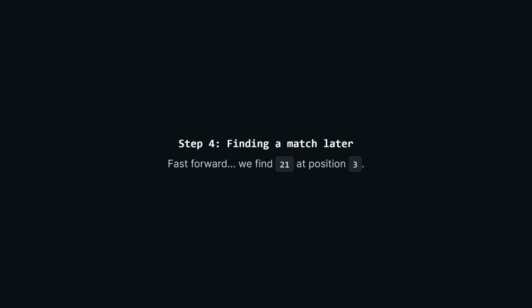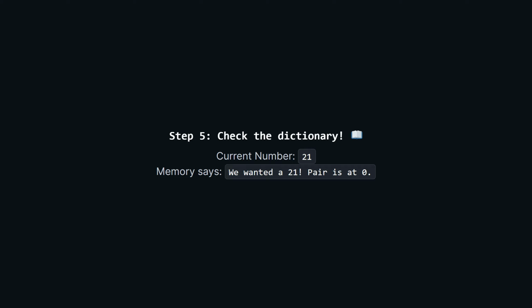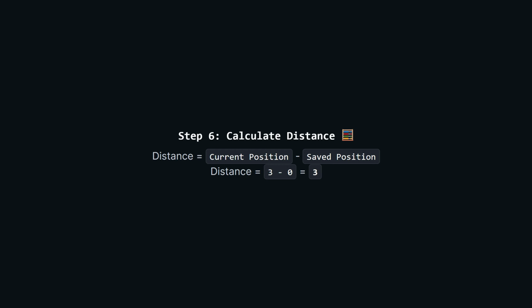Fast forward a bit as we keep reading the list. Let's say we find a 21 at position 3. We immediately check our memory dictionary. We see that we actually wrote down that we were looking for a 21. And it tells us the matching half is back at position 0. Because we found a match, we just do a quick math problem. The current position is 3, the saved position is 0, so the distance between them is 3.